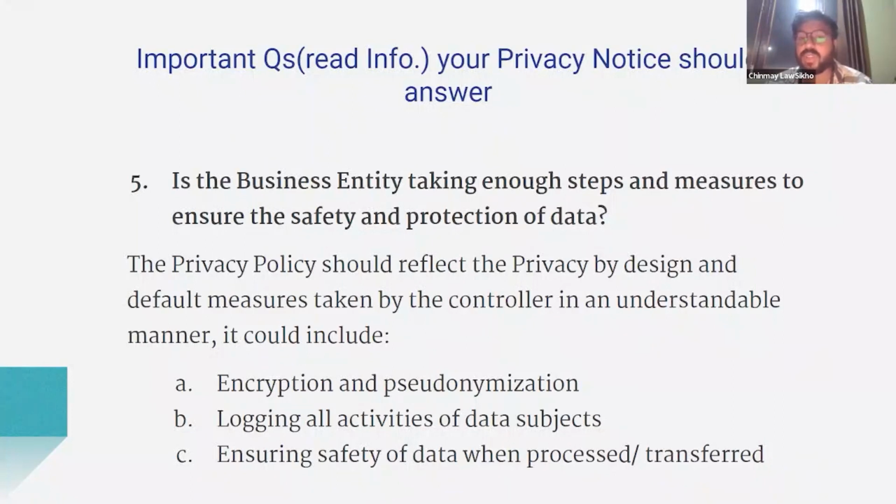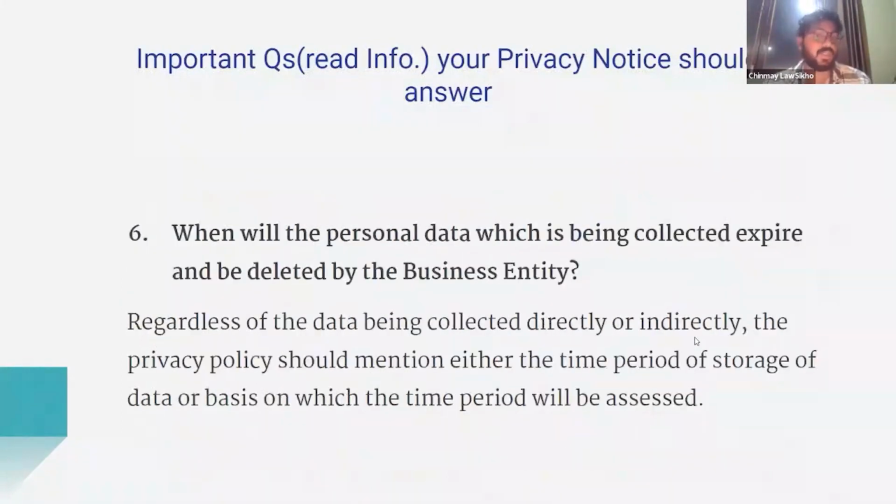So the privacy policy reflects the privacy by design and default measures taken by the controller in an understandable manner. It's encryption and pseudonymization. It could be ISO standards, which are certainly cybersecurity standards, which are considered equivalent of being compliant with GDPR in a certain way. Logging all activities of the data subject, ensuring safety of data when processed or transferred. Now, transferred, I mean even if it's transferred to another country, whether it's adequate or not. So this is the fifth question: what are the steps you are taking?